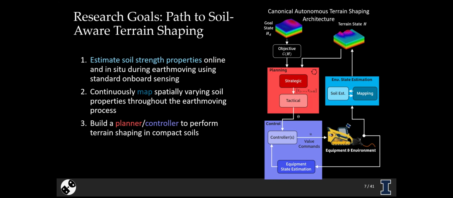So we need this environmental state estimation component. And so this consists of both mapping in 3D, but also, if we're interested in doing soil aware terrain shaping, having some sort of soil property estimation built in here as well.